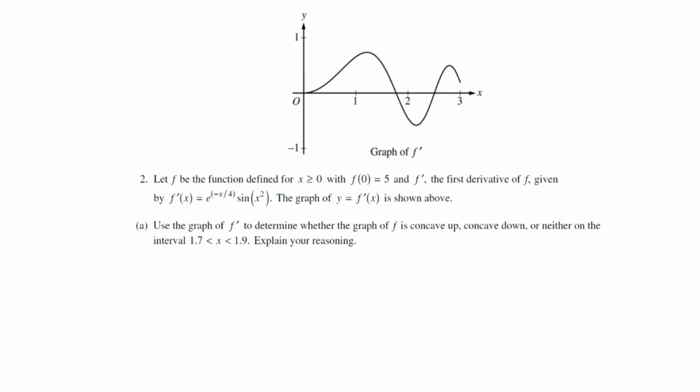So we want to use the graph of f prime to determine whether the graph of f is concave up, concave down, or neither on the interval from 1.7 to 1.9. So we know that a function is concave up or concave down if the sign of f double prime is positive or negative, right? So we're looking for the sign of f double prime. Is it positive or is it negative? And so we know that we can determine whether the second derivative is positive or negative by looking at if f prime is increasing or decreasing, right?